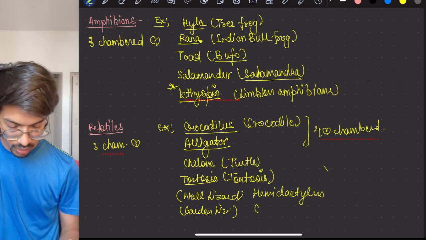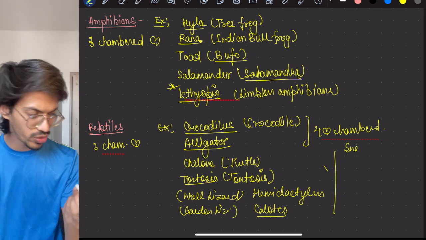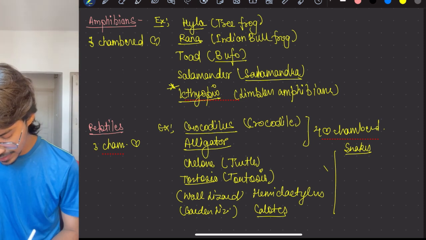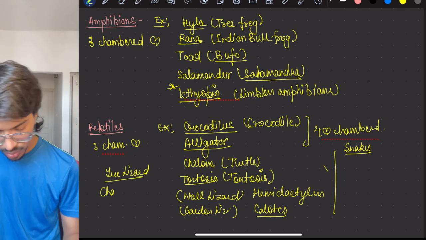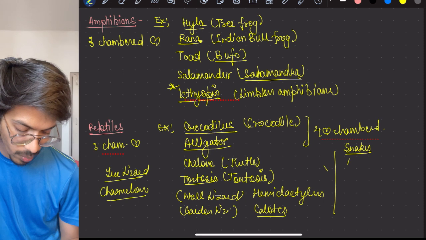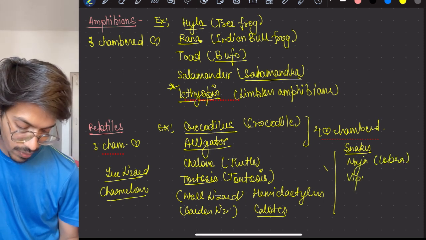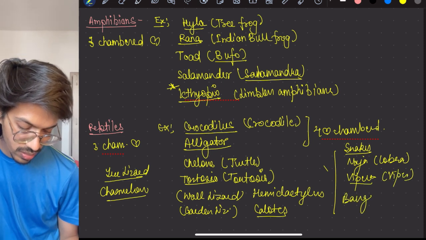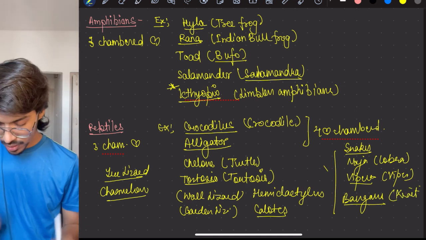Calotes. Okay. More to it, we have snakes. We have chameleon also. Okay, the chameleon is what? It is the tree lizard. So here only I'm writing. Tree lizard is what? Chameleon. Okay. Then we have the snakes. We have poisonous snakes like Naja, which is cobra. We have Vipera, that is viper. We have Bungarus, that is krait. So these are your reptiles.